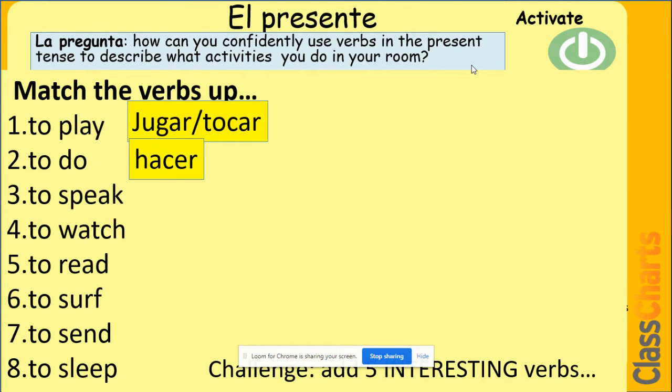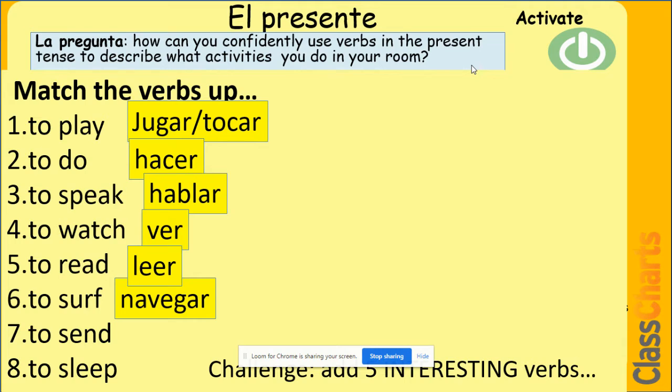Hacer is also a verb that we use for certain sports, those sports that don't involve a ball. So for example, hacer atletismo, to do athletics. Hacer natación, to do swimming. To speak, we all know that one, is hablar. To watch, if we're going to say to watch telly, for example, we will use the verb ver. To read is the verb leer. To surf, we're using this verb just to say to surf the internet, to go on the internet, so we will use the verb navegar.